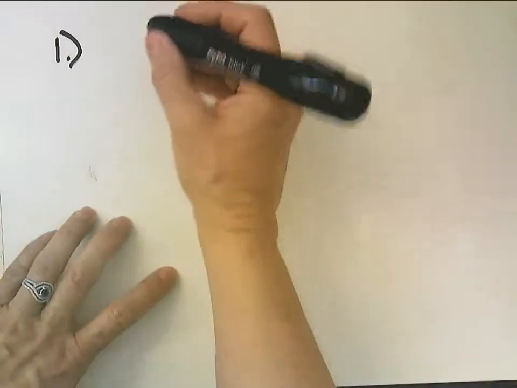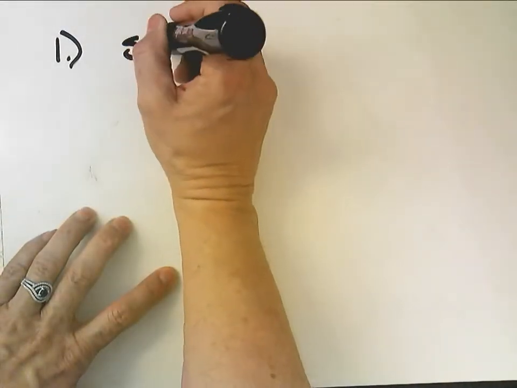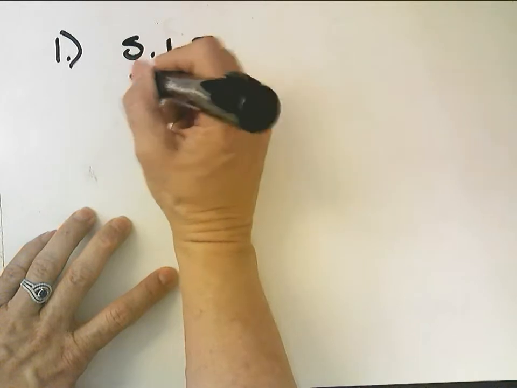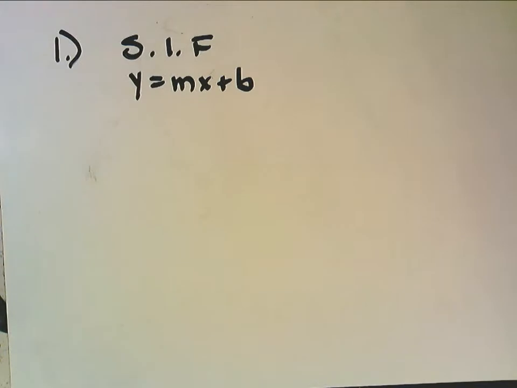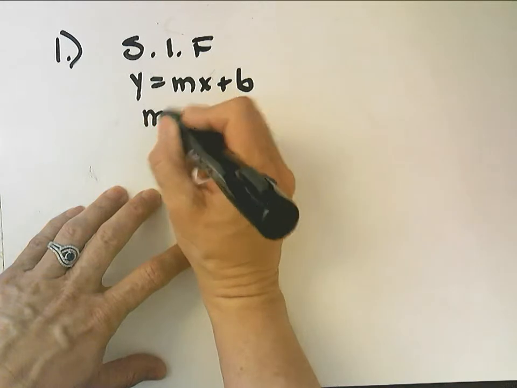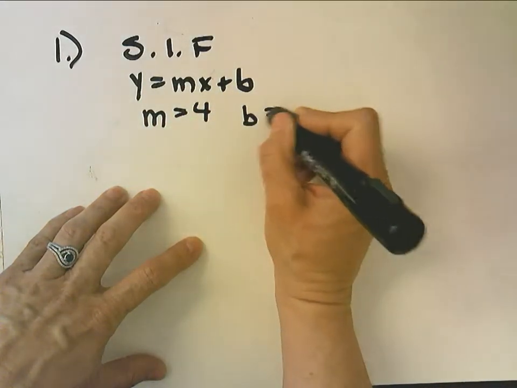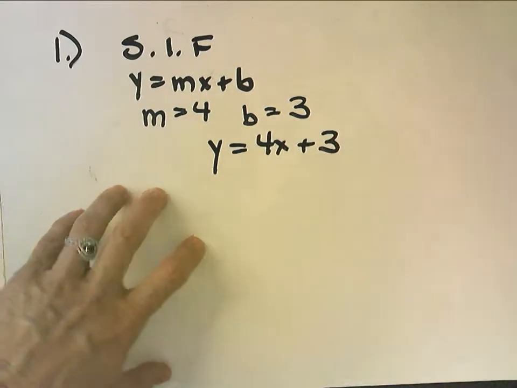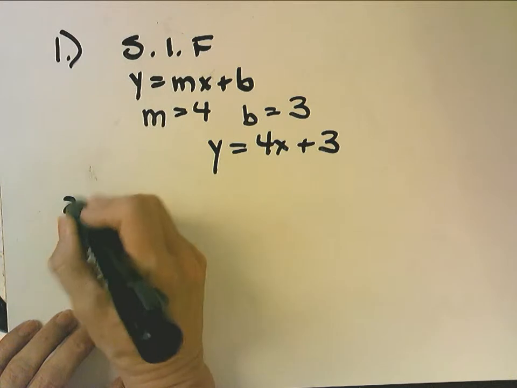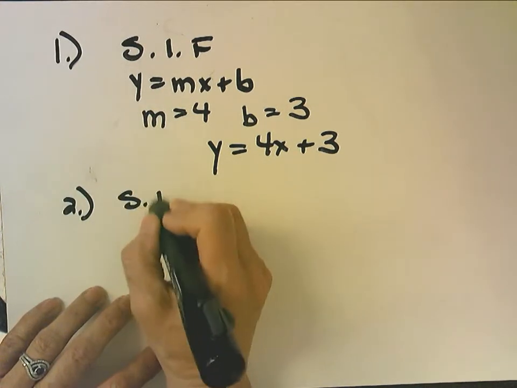Okay, so for the quick 5, number 1 says write an equation in slope-intercept form. I suggest on the test, if I ask for slope-intercept form, you write y equals mx plus b, because if you don't put it in the form of y equals mx plus b, you'll get it wrong. So slope-intercept form, given a slope of 4 and a y-intercept of 3, is y equals 4x plus 3.